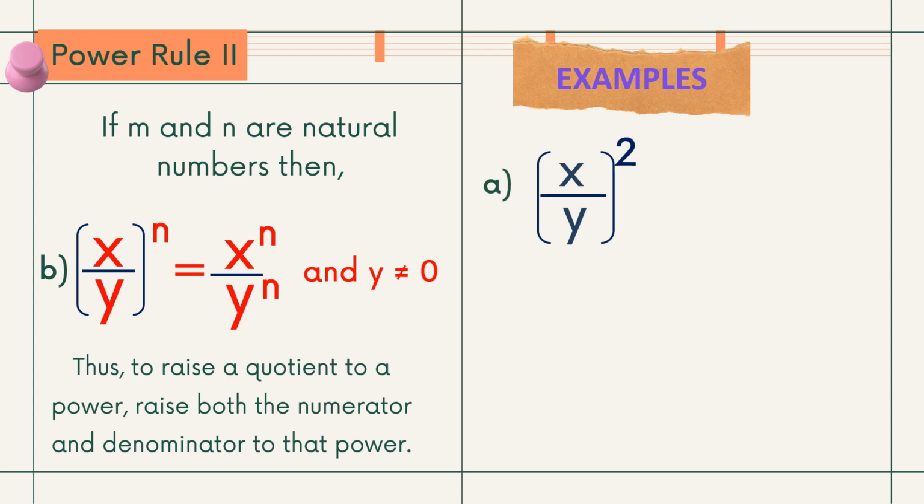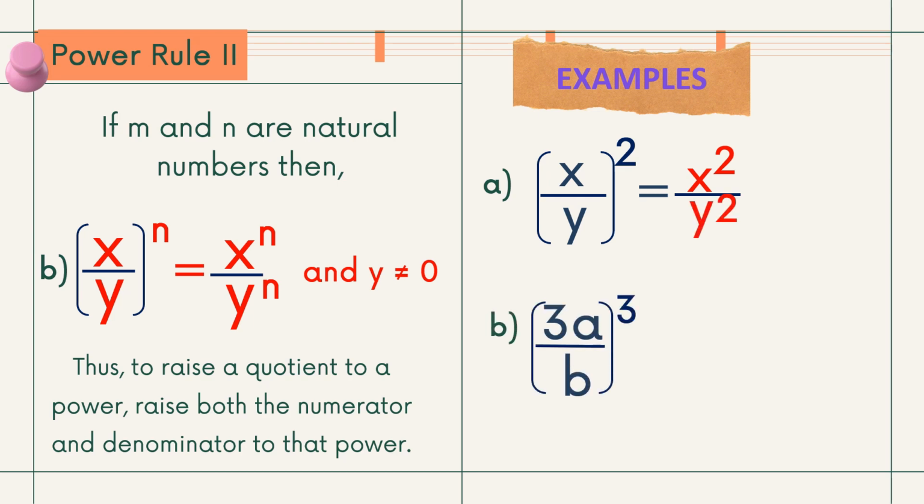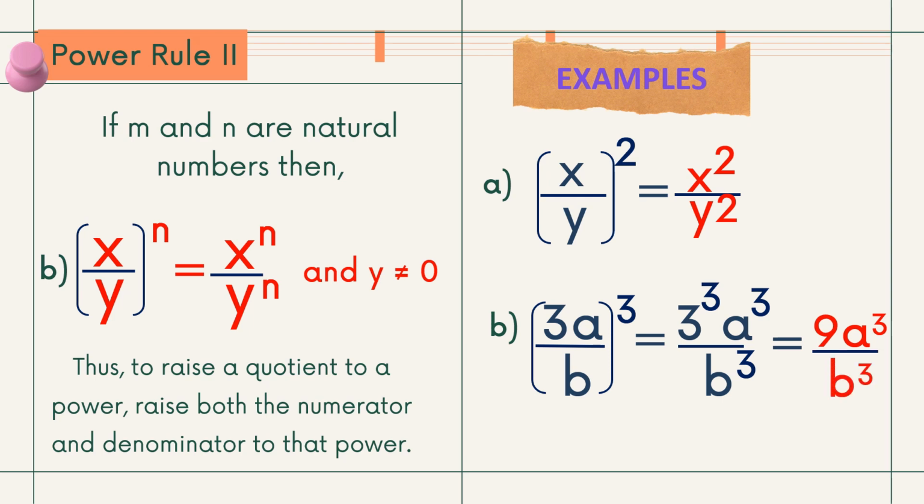The first one is the quantity x divided by y raised to the power of 2. This is equal to x to the second power divided by y to the second power. Another example. The quantity 3a divided by b raised to the third power. And this is equal to 3 raised to the power of 3, a raised to the power of 3 divided by b raised to the power of 3. And the final answer is equal to 27a cubed over b cubed.